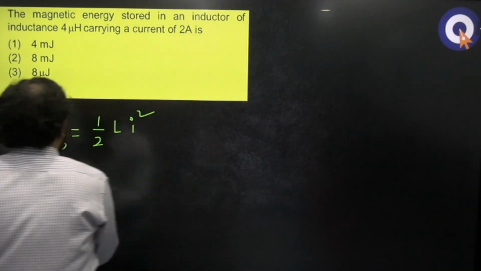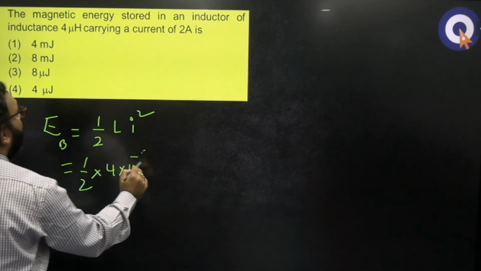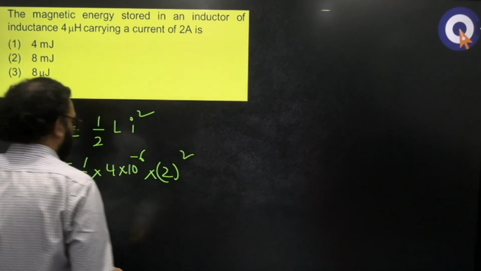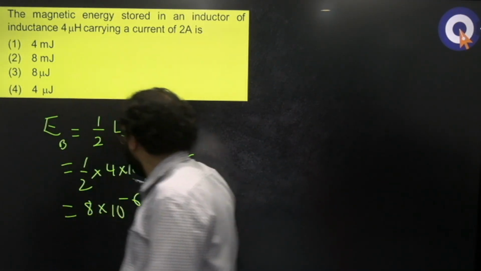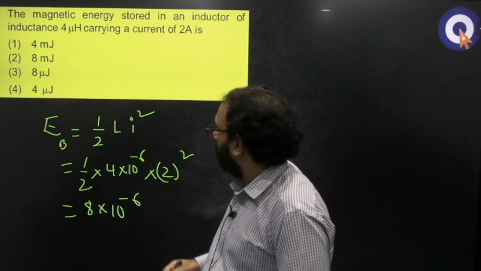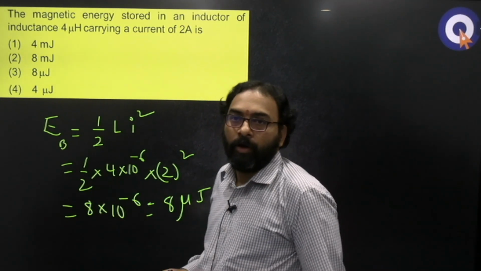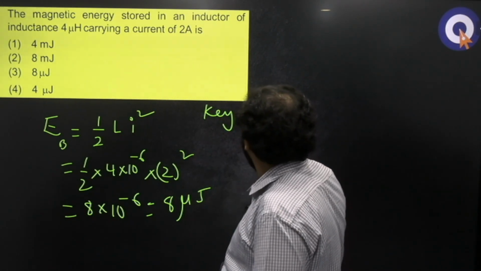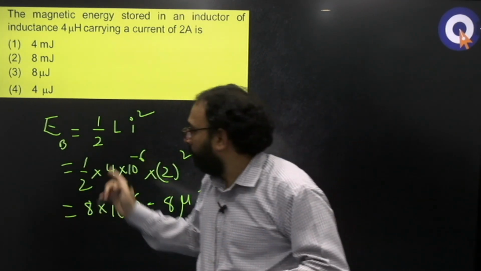So we have 1 by 2 into inductance L, 4 into 10 power minus 6, into current I, 2 square. So you can calculate here: 4 by 2 is 2, into 4, so 8 into 10 power minus 6. That means the answer which we can opt for is 8 microjoules. The third one is the key. So this is half L I square, a straight away direct question, formula based.